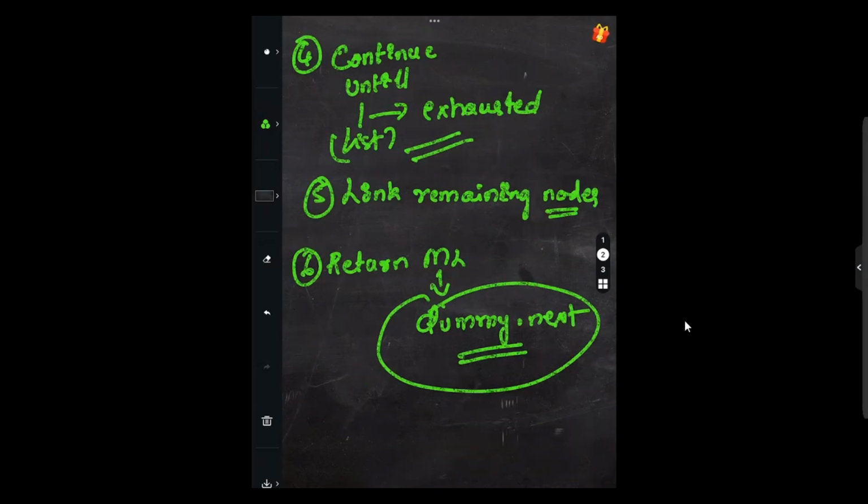We will continue until one of the lists is exhausted, and then link the remaining nodes, if any. Finally, we return the merged list, that is, starting from dummy.next. I hope the approach is completely clear. Then let's discuss the edge cases one by one, followed by writing the code.